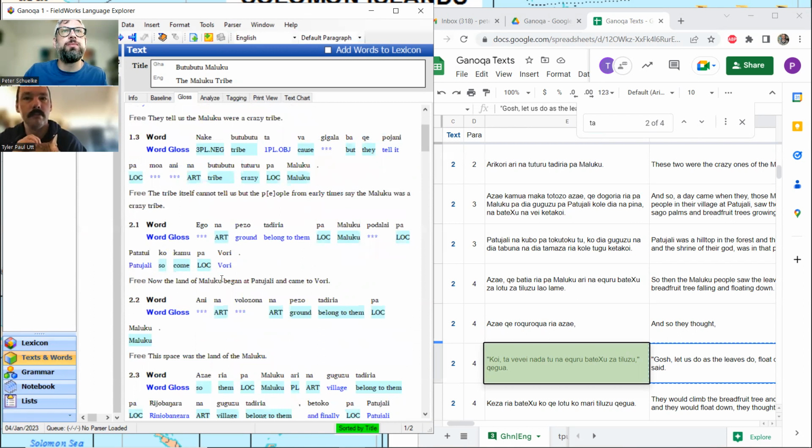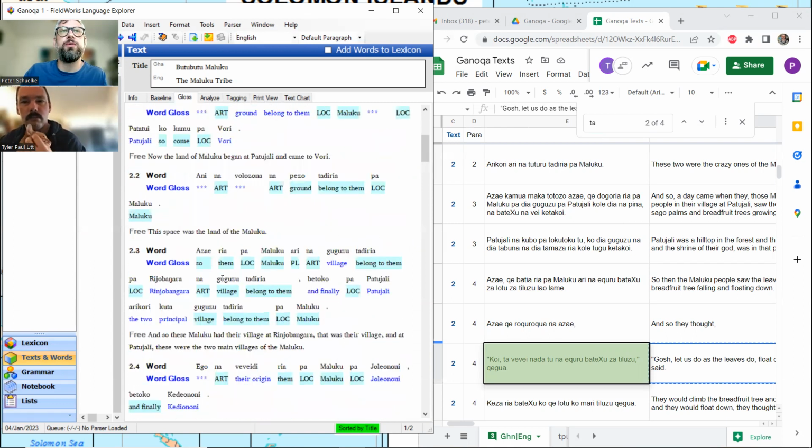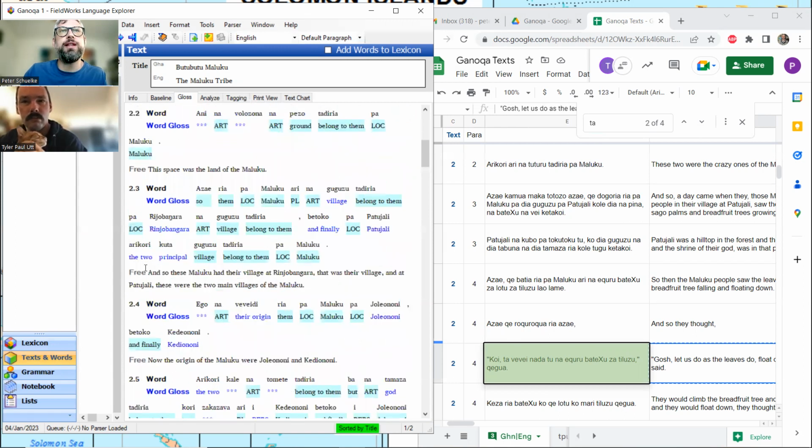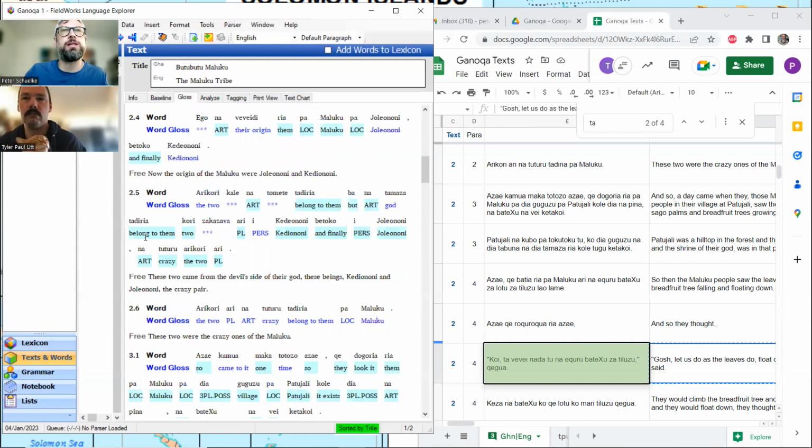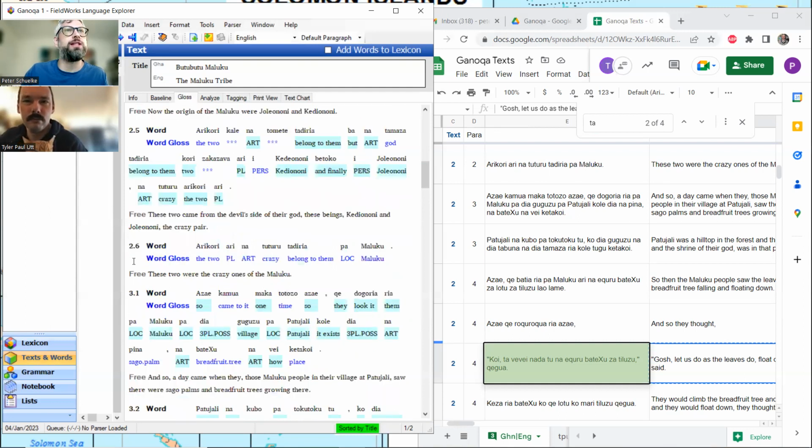Now the land of Maluku began at Patunjali and came to Vori. This space was the land of Maluku. Sorry for repeating myself. And these Maluku had their village at Rinjo Bangara. That was their village. And at Patunjali, these were the two main villages of the Maluku. Now the origin of the Maluku were Joliononi and Kendiononi, which we take to be spirits. These two came from the devil's side of their god, these beings, Kendiononi and Joliononi, the crazy pair. These two were the crazy ones of the Maluku.